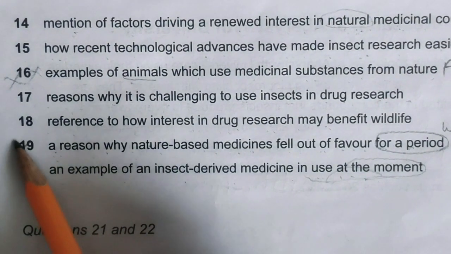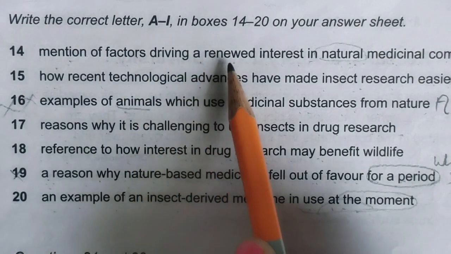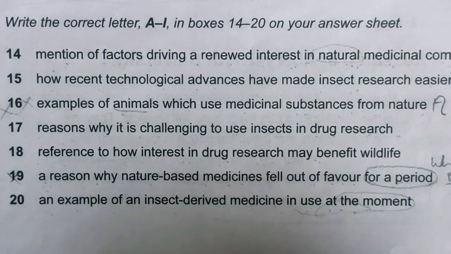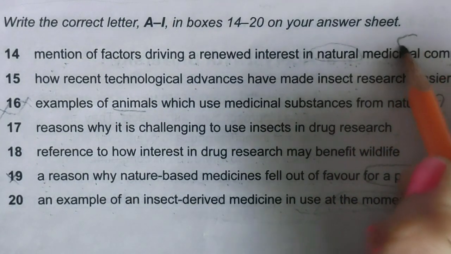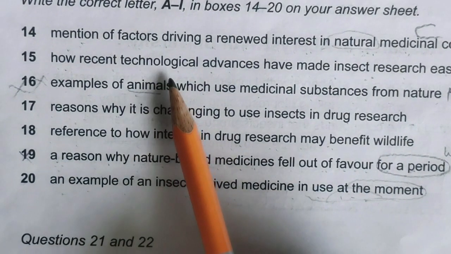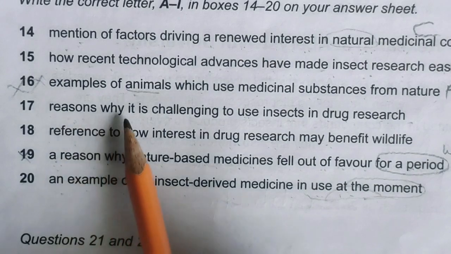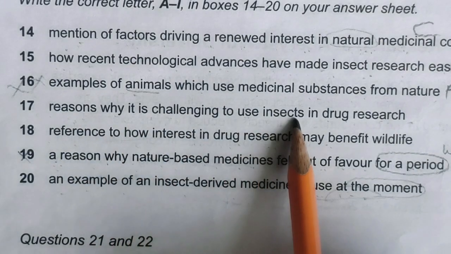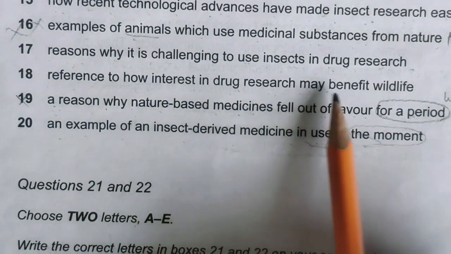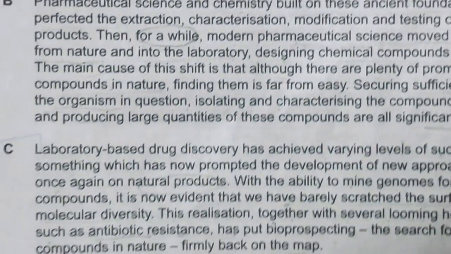So 19th we have also done. So read it from the first. Mention of factors driving a renewed interest in natural medicine compounds. Yes, this is the answer for C. Next one. Recent technology may have made... no. Reasons why it is challenging to use insects? Nothing is given like that. Reference to how interest in drug research may benefit wildlife? No. And no example was in paragraph C.